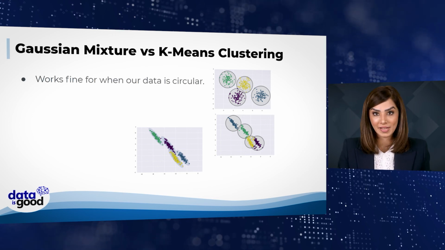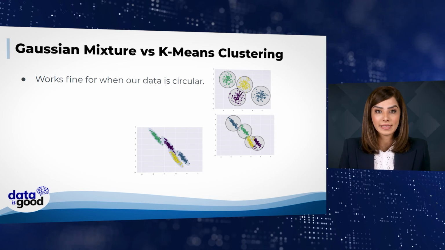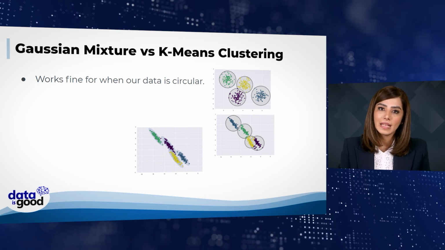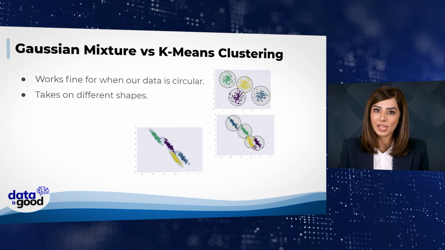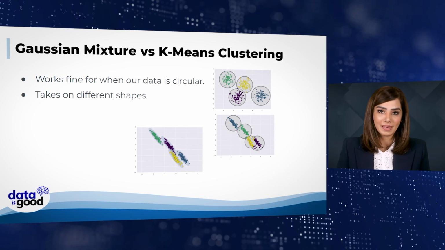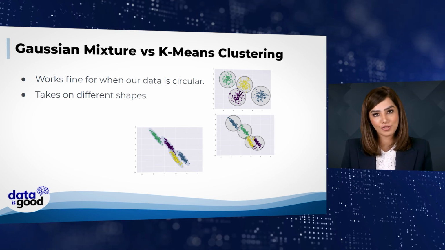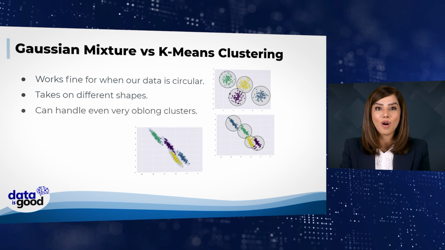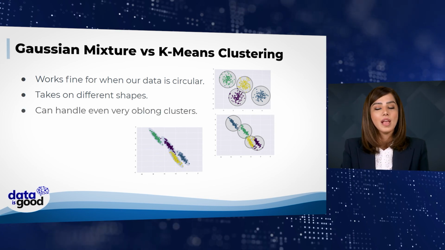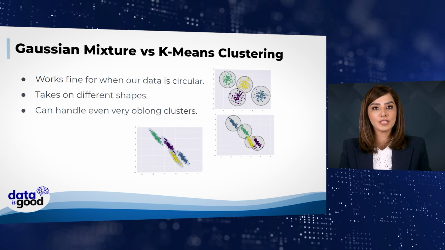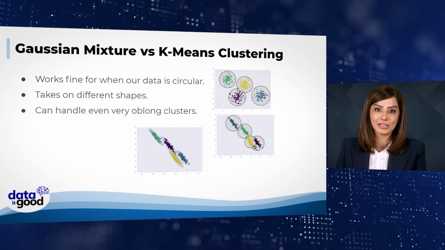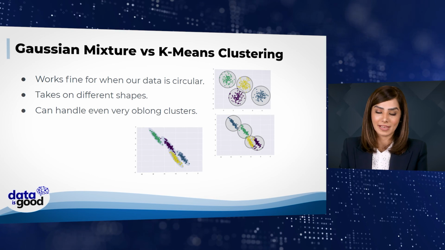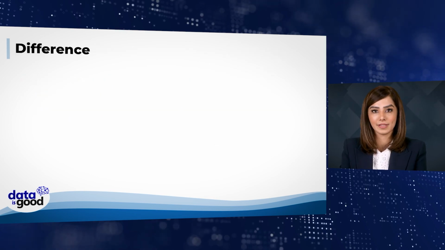This works fine for when our data is circular. However, when our data takes on different shapes, then we end up with something like this. And on the contrary, Gaussian mixture models can handle even very oblong clusters. Well, that was all about the first major difference between the Gaussian mixture clustering and the k-means clustering. Now let's take a close look at the second key difference.